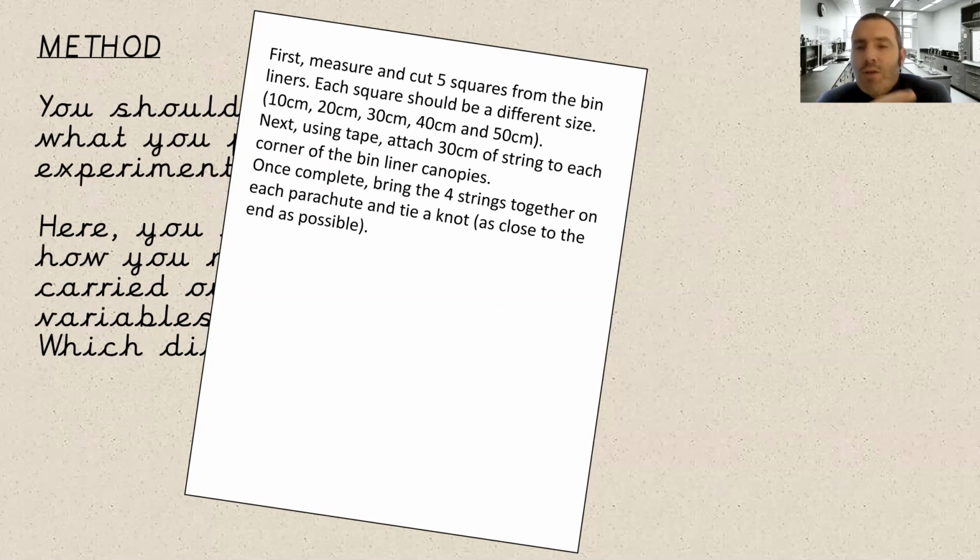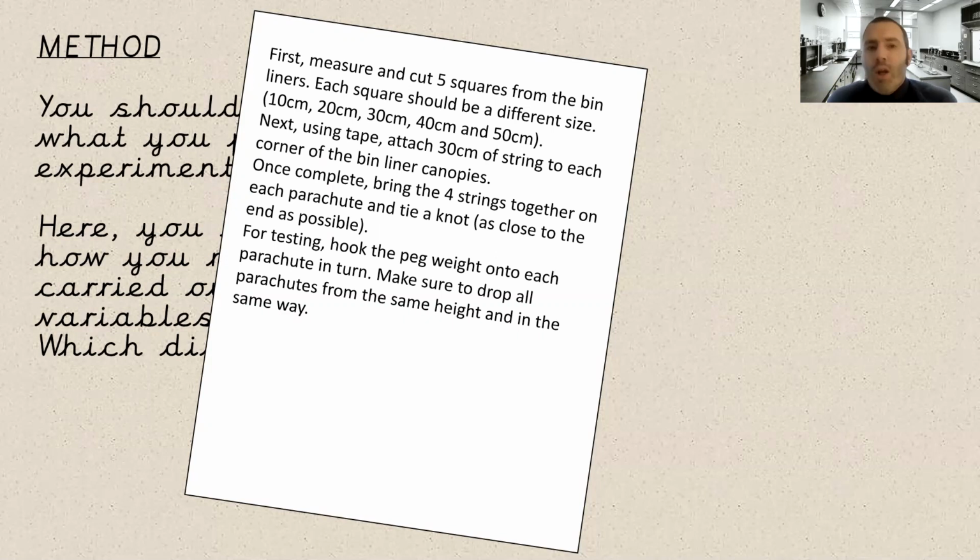So it's making sure that someone can follow behind you. It's all well and good having one method that looks amazing and says you did it one way, but actually you did it a different way. So you need to make sure your method matches what your investigation was.